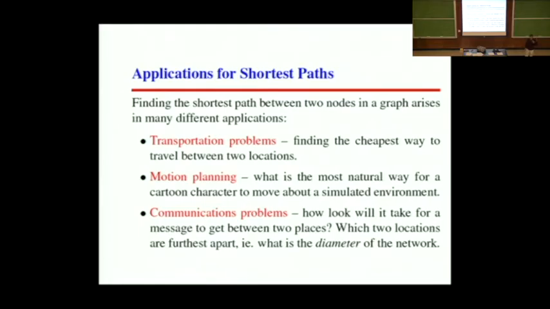Navigation, this is your GPS, right? You want to find the shortest way to drive between here and Poughkeepsie. You have a graph of roads, and there is a travel time on each road edge. Find the path of minimum cost. So that is shortest path. Are there other things you want to do with shortest path?